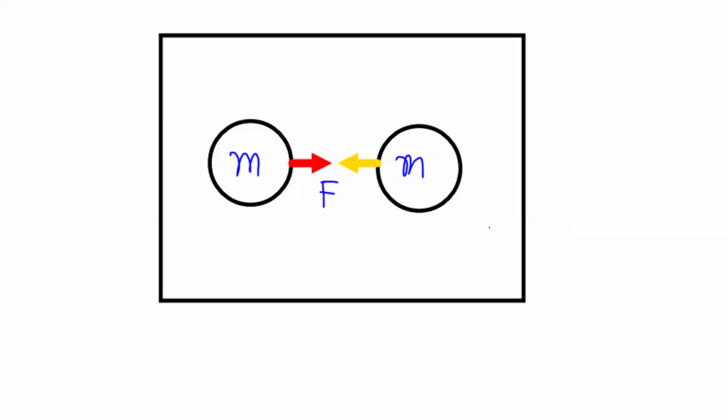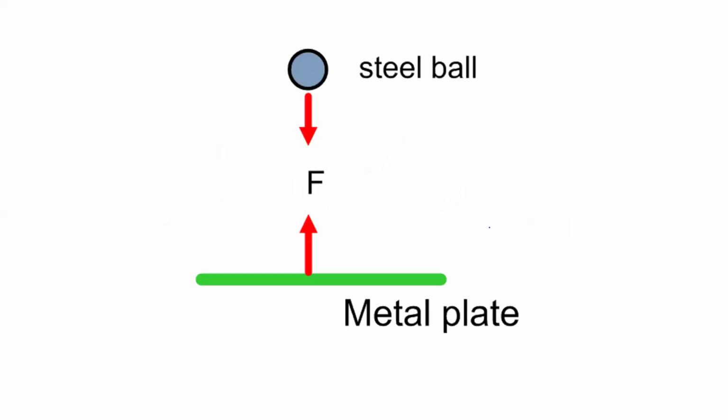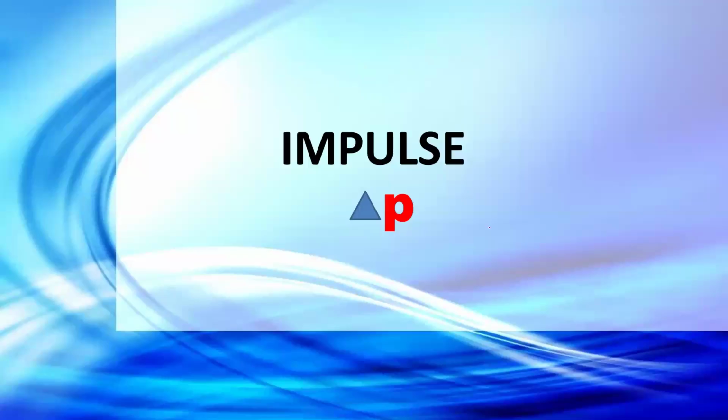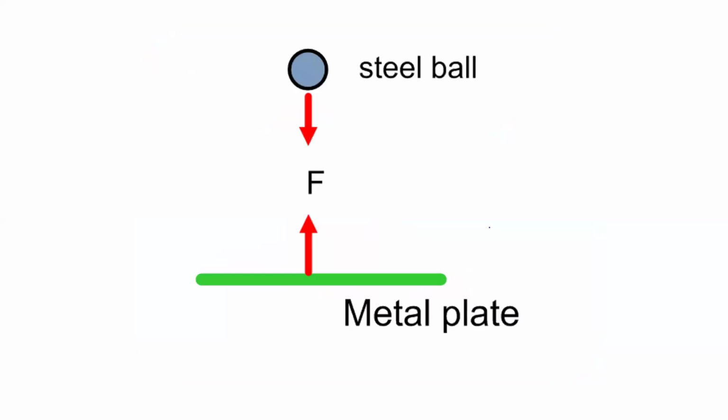These two molecules apply force on each other. A steel ball and a metal plate apply force on each other. They collide, rebound, but they do not take any effect.